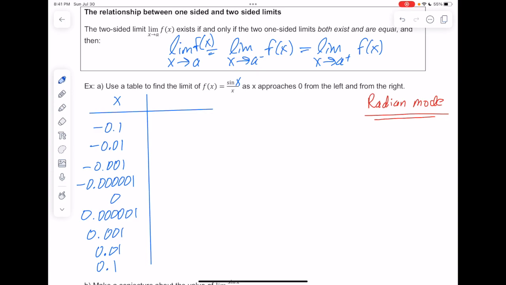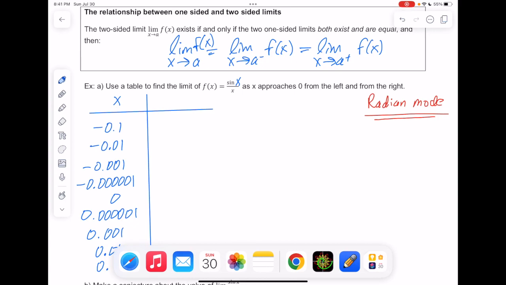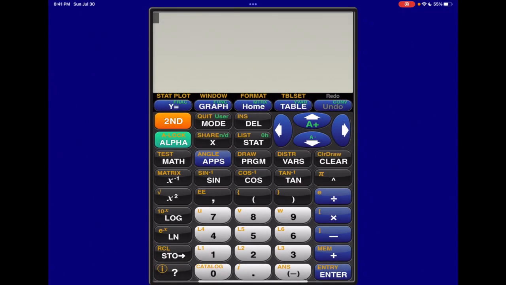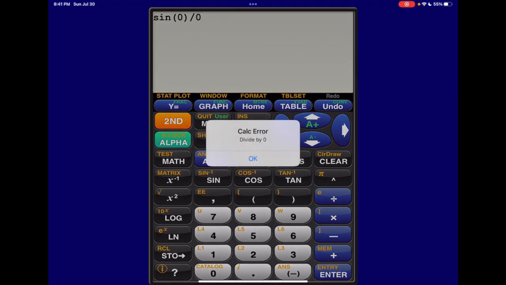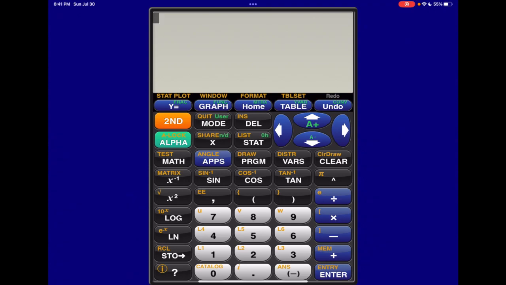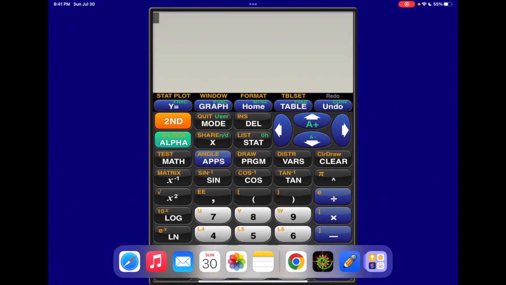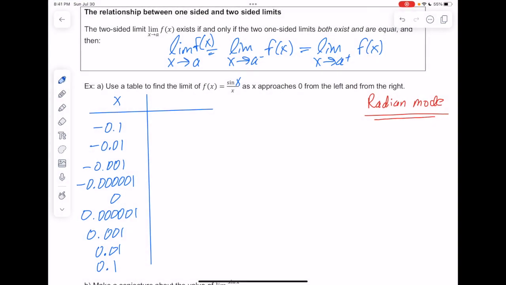So let's start off looking at the 0 just to see what goes on there. Like, what's actually happening at the function when you try and plug a 0 into it. So if you take the sine function and you plug in 0, and then you divide that by 0, well, we're dividing by 0, so that's going to be undefined. Calculation error, divided by 0. I guess that one's fairly obvious before we even press enter, since we're sticking 0 directly into the denominator. So at 0, the function is undefined.